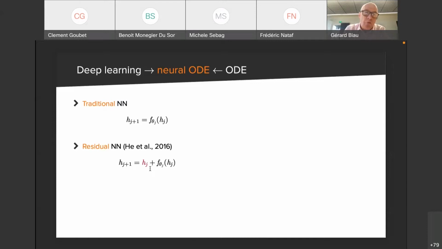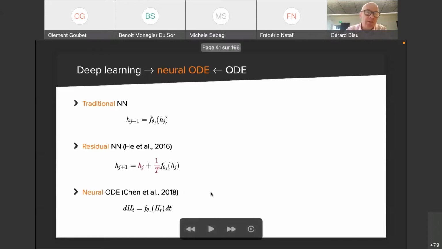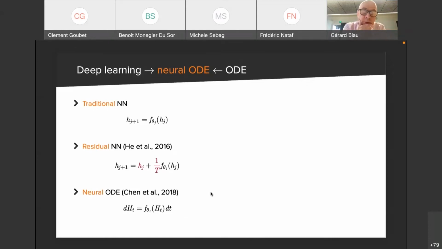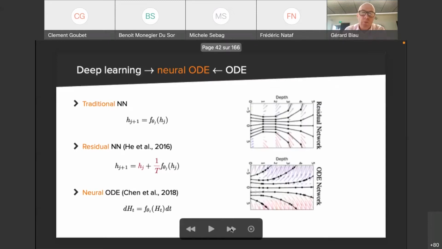And of course, this small improvement is in fact a deep improvement, in the sense that if you just normalize by 1 over t, and this was observed 2 years ago in a very good paper at NeurIPS, which I think was awarded the best paper at NeurIPS 3 years ago. The authors, Chen and collaborators, just observed that, in fact, these residual neural networks were just the discretized version of a continuous differential equation. And so that was the beginning of this neural ODE story, with very interesting applications.